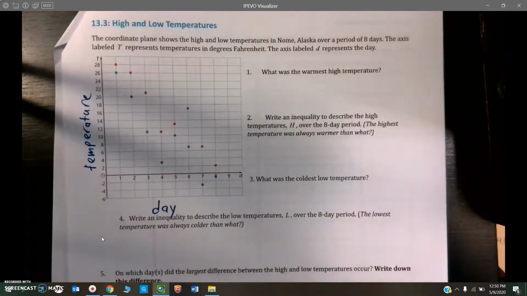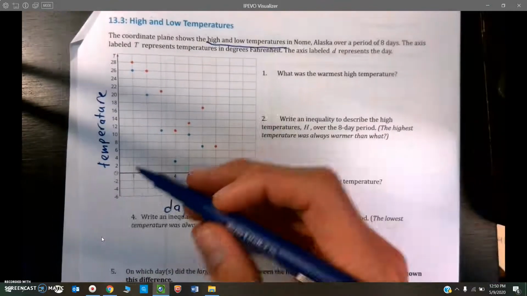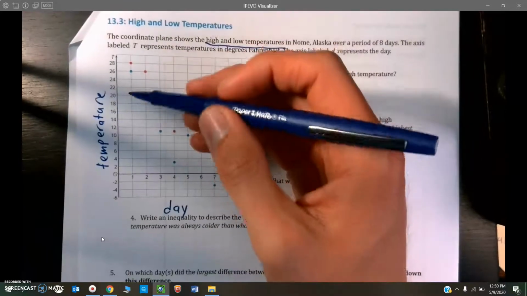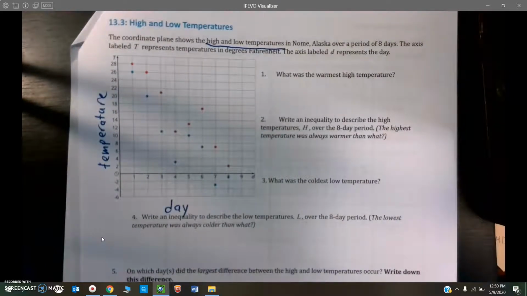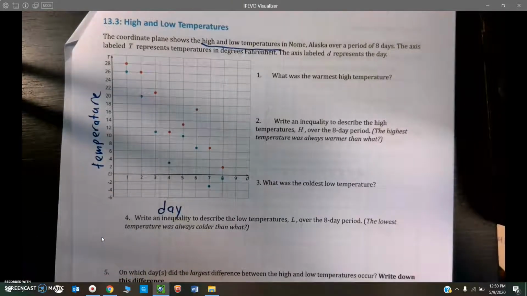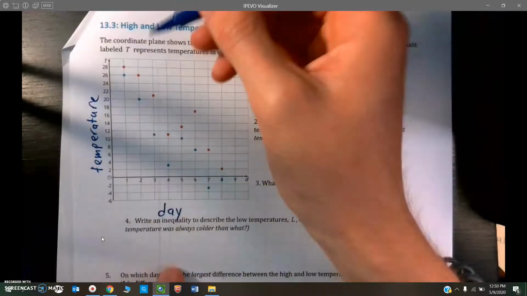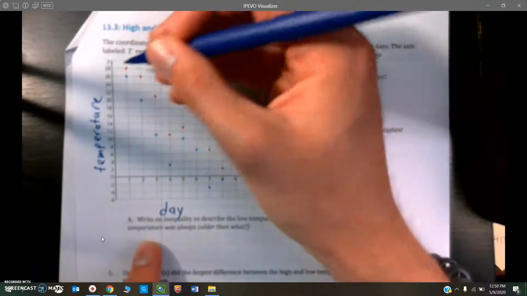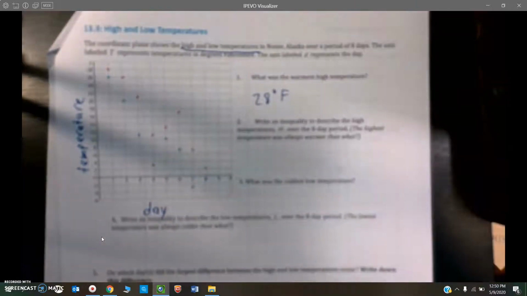And you can see for each of these, right, it shows the high and low temperature. So you can see that on each day, there are 2 points. The red is the high and the blue is the low, right? Because whenever we talk about temperature, if you look at the Weather Channel or whatever, every day has a high and low temperature. So that's why for each day, red is the high, blue is the low. And so what was the warmest high temperature? So if it's high, we're talking about the red. And the warmest temperature that we can see is right here, and that would be 28 degrees Fahrenheit. We're talking about Fahrenheit this time.